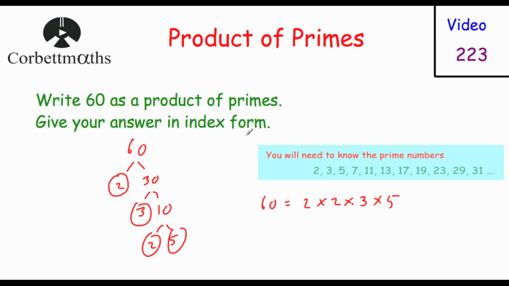But the question says to write it in index form. Now, as you've just seen earlier on with index notation, if you've got something such as 2 times 2, that's 2 squared. So we can write 60 is equal to 2 squared multiplied by 3 multiplied by 5. So we've written 60 as a product of primes in index form.